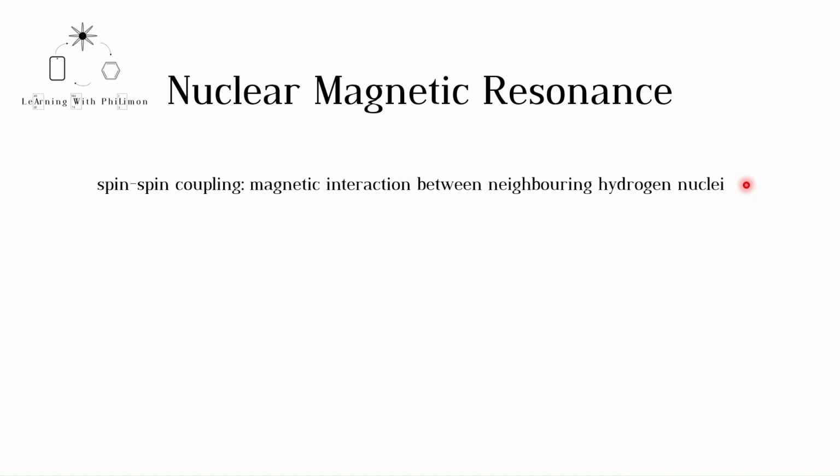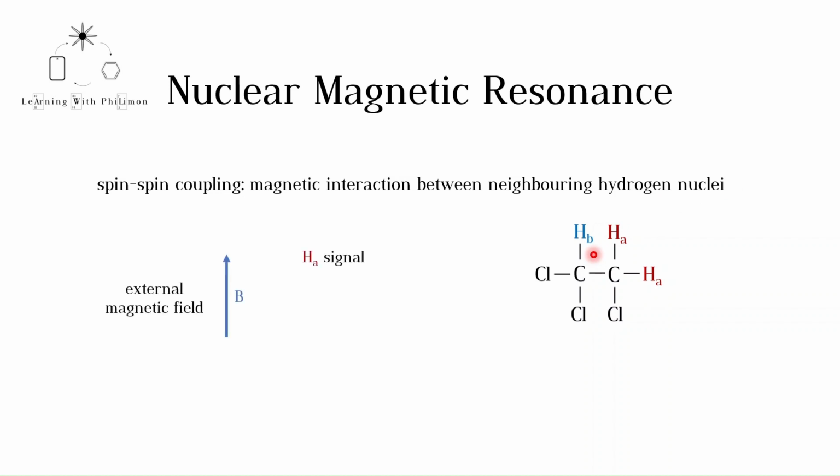As I explained in the previous video, the strength of the magnetic field experienced by hydrogen nuclei depends on the presence of electronegative atoms nearby in the molecule. However, it is also affected by the hydrogen atoms on neighboring carbon atoms. This phenomenon is called spin-spin coupling. In this molecule, we have two chemical environments, denoted as A and B. The magnetic moment of hydrogen nucleus B can be aligned with or against the external magnetic field. This actually affects the magnetic field felt by hydrogen A.